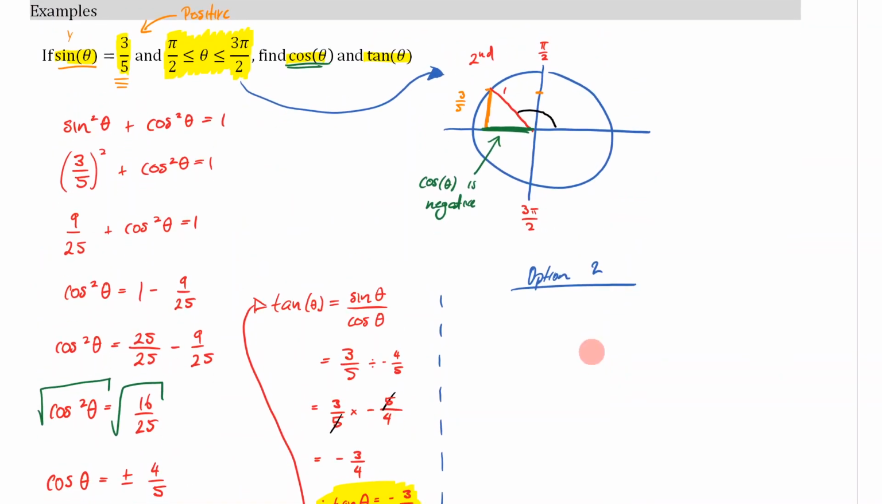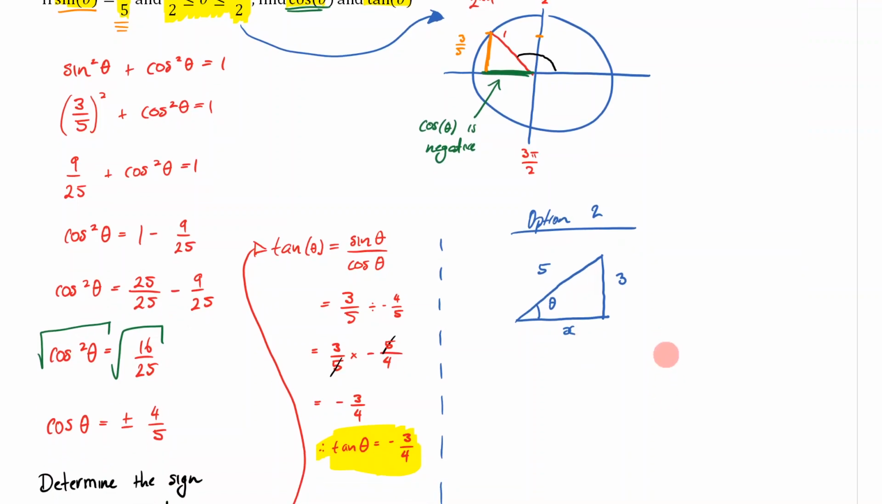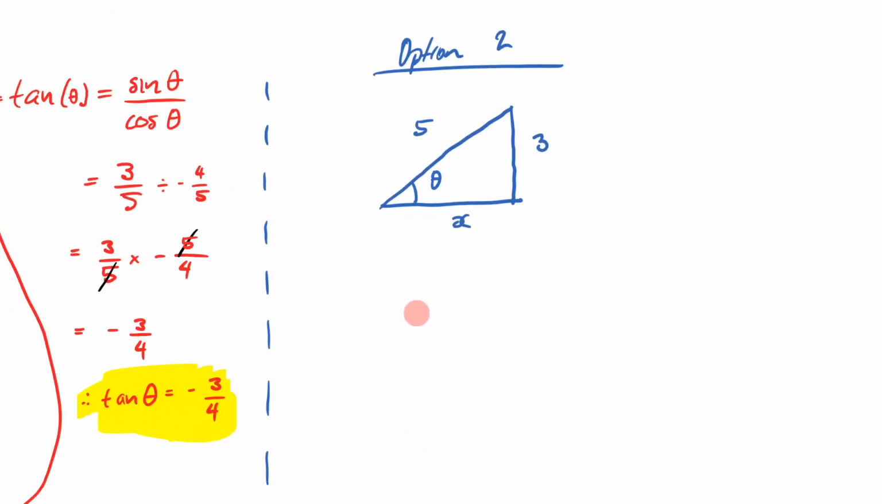So we're going to begin by drawing ourselves a right angled triangle. Here is theta. I've been told that sine of theta is equal to 3 on 5. I know that sine is opposite over hypotenuse, so that means opposite would be 3 and my hypotenuse would be 5. What I'm going to figure out now is what this x would be. How can I figure that out? Well, we can just use our Pythagoras.